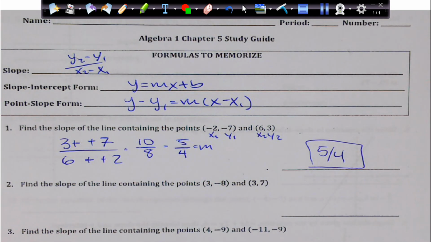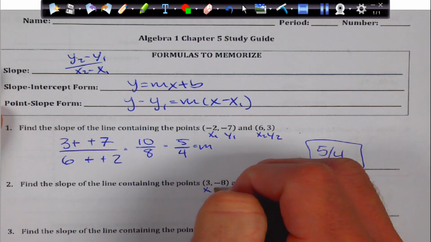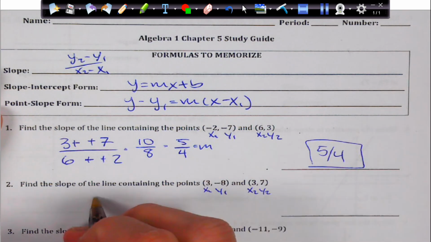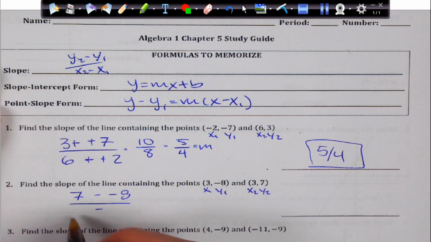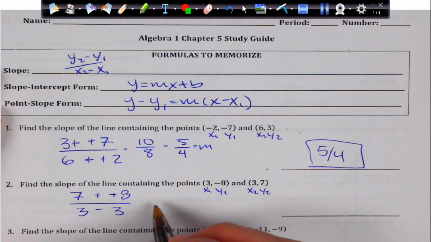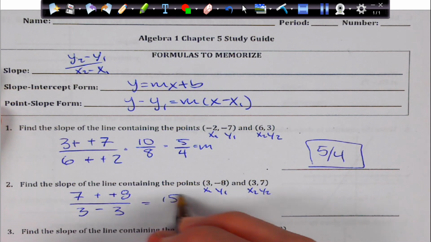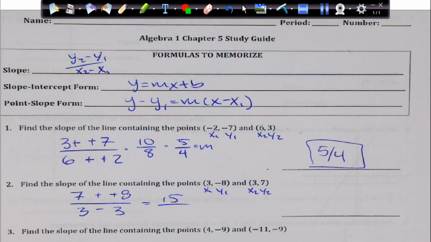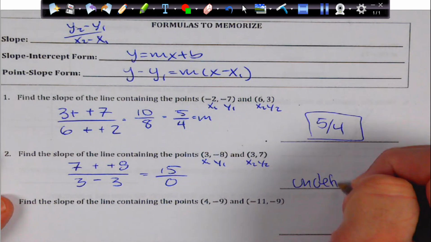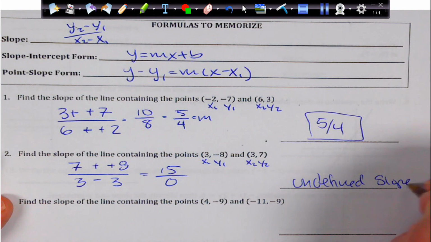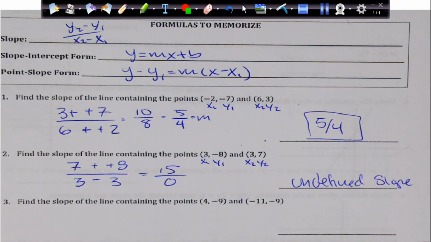Find the slope of the line containing these 2 points. Same thing: x1, y1, x2, y2. And if you want, put that negative built in. We're going to do the y2 first over the y1, and then x2, and then x1. Here, those become positive. That's going to become 15. And then 3 minus 3 is 0. If you have 0 on the bottom, that's an undefined slope. You can say undefined slope or no slope. Do not say 0 slope. That's not a 0 slope. 0 would be 0 on the top.